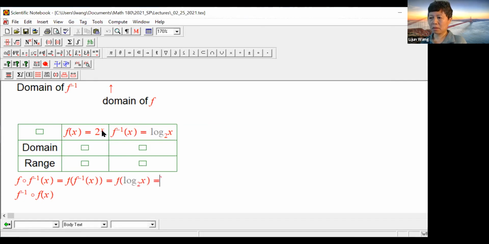Right? And what is f? f is 2 to the power of log base 2. What should this be equal to? x. And you can also get it from the definition, isn't it? Yes? Did you get that from a definition? Anybody want me to show you?